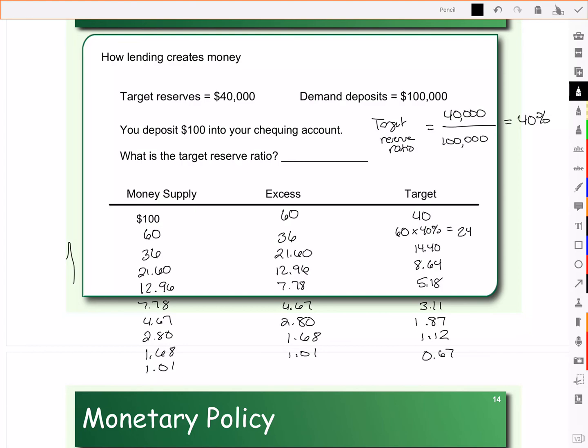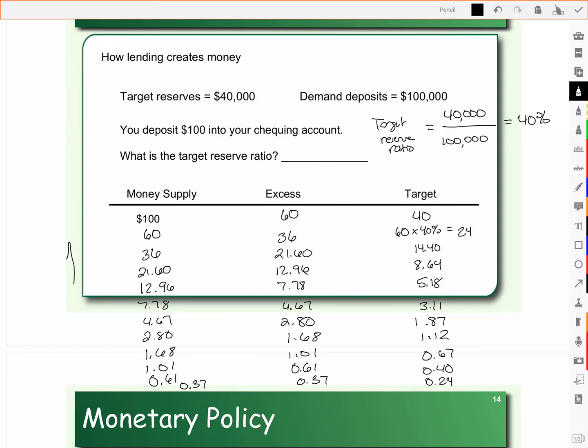All right, so $1.01 gets lent out. 40% of that has to be held as cash. What are we at now? 40 cents. The rest of it becomes excess reserve. So we have $1.01 minus 0.4, so 61 cents. That 61 cents gets lent out. Of the 61 cents, 40% has to be held as cash, so that's 0.24. And that leaves 37 cents to be lent out. So you can see how we can keep going all the way down until there's only a penny left to lend out.